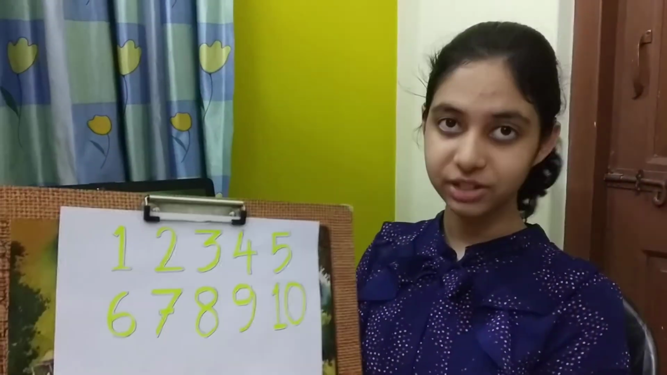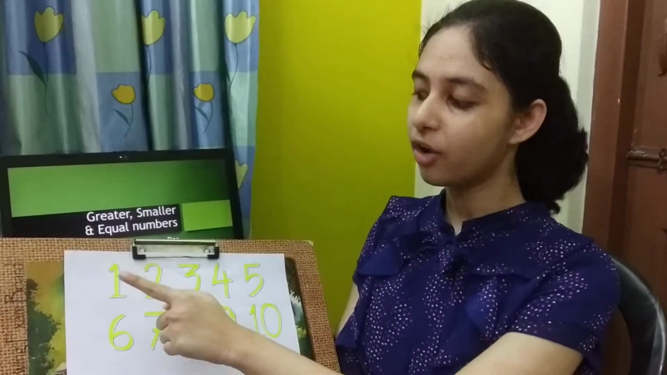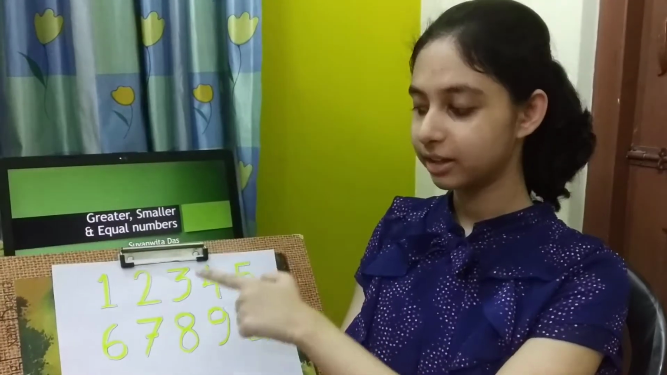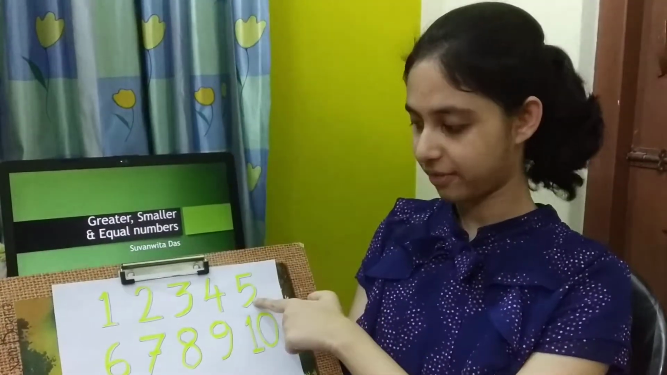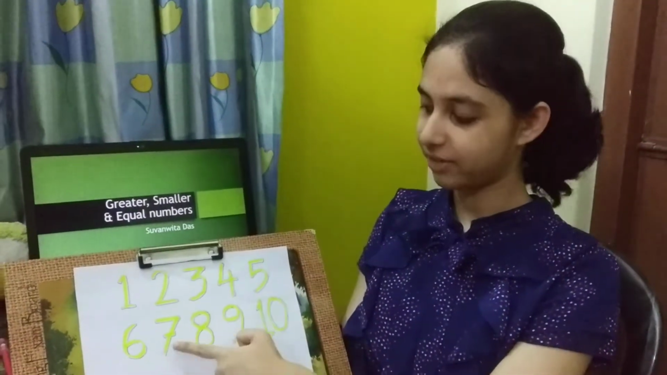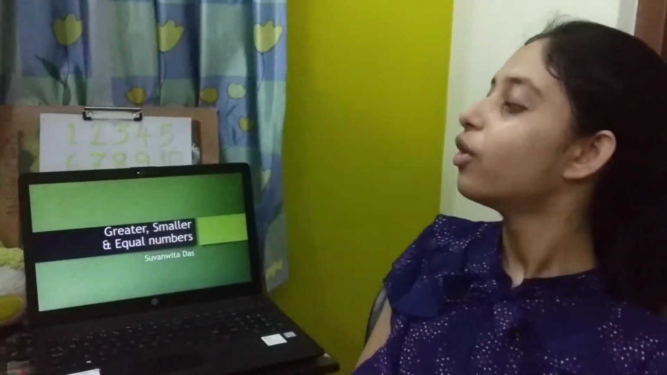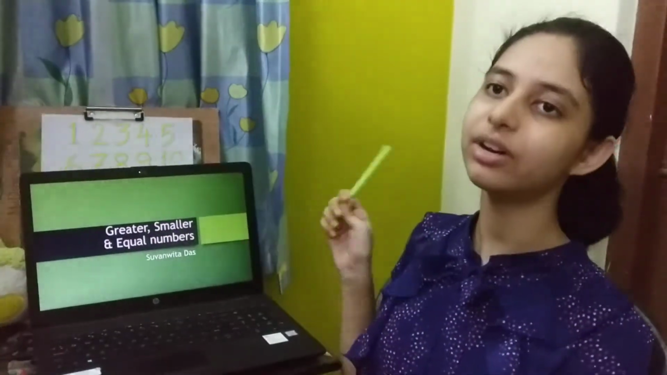Now what are numbers? These are the numbers which you have learnt about in your previous classes. How do we read them? They are read as 1, 2, 3, 4, 5, 6, 7, 8, 9 and 10. So I'll keep this aside, and now I'm going to tell you what are greater, smaller and equal numbers.